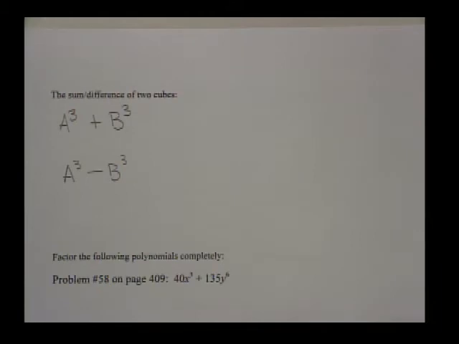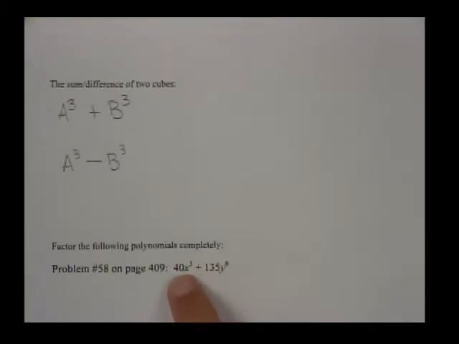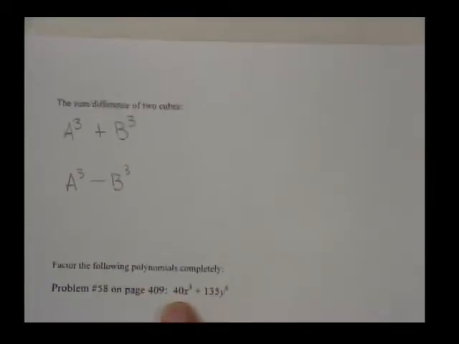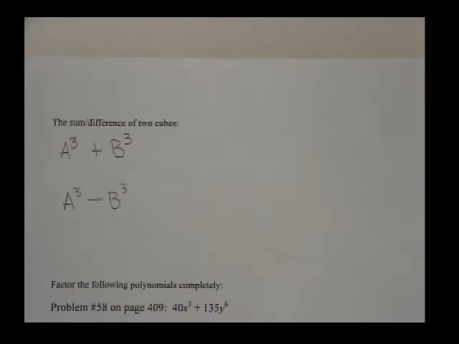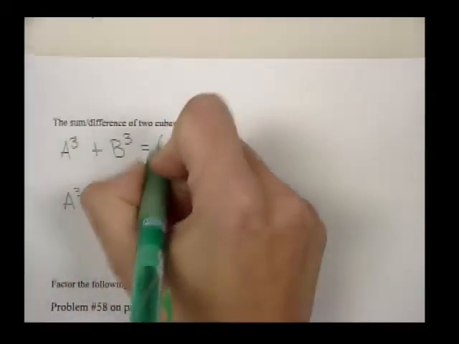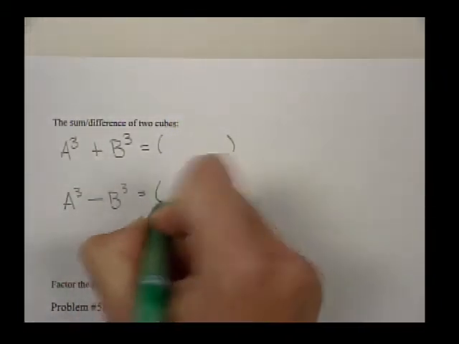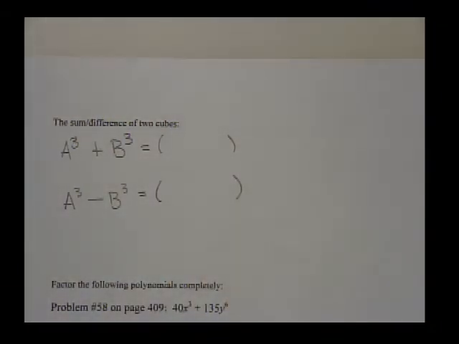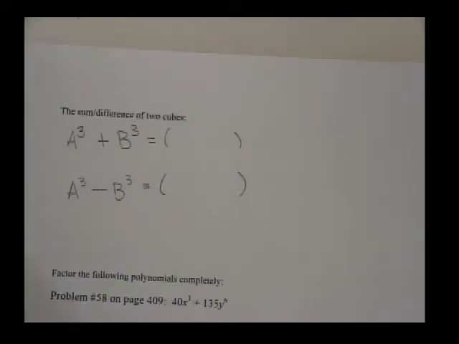numbers and letters. Like if you look at problem 40, there's 40x cubed and 135 y to the 6. We just have to figure, so a is more than just one thing. But first let's talk about how to factor these, and then we'll apply that to these two problems at the bottom of the page. So they have the same terms, it's just that the signs are different in the two formulas.